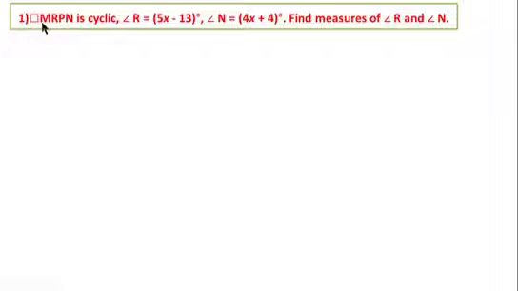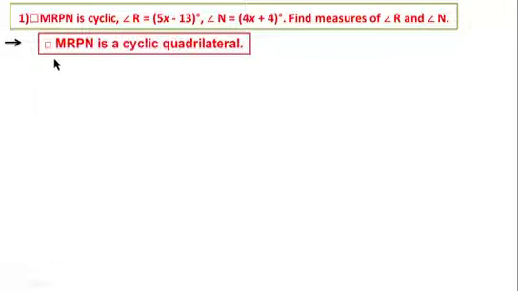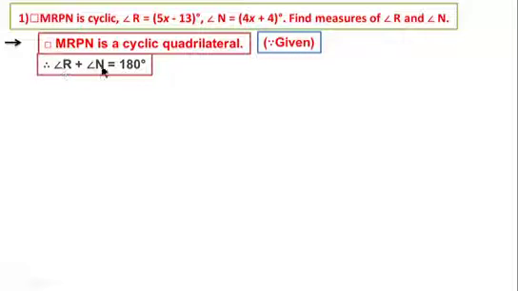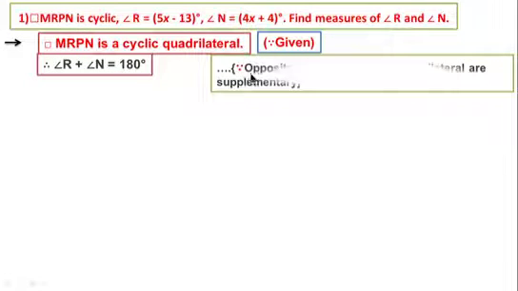Example 1. Quadrilateral MRPN is cyclic, angle R is equal to 5x minus 13 degrees, angle N is equal to 4x plus 4 degrees. Find measure of angle R and measure of angle N. Quadrilateral MRPN is a cyclic quadrilateral, that is given. Therefore, angle R plus angle N is equal to 180 degrees. Opposite angles of a cyclic quadrilateral are supplementary.